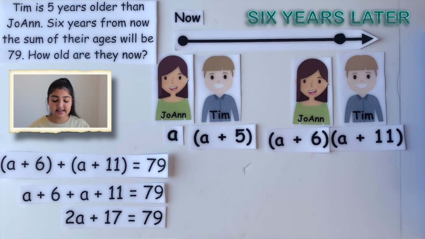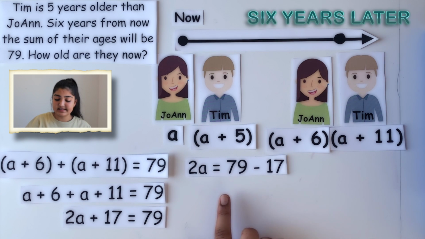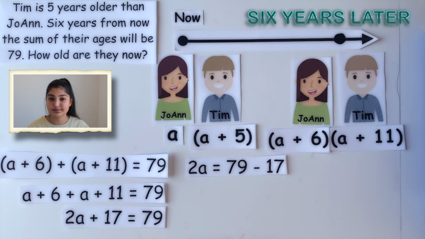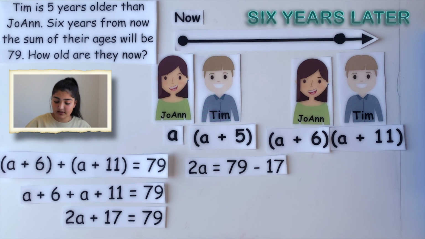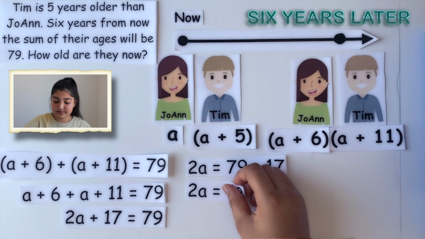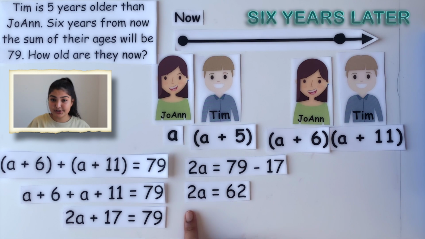Now, let's take 17 to the right side of the equation. 2A is equal to 79 minus 17. So now we can simplify 79 minus 17, which gives us 2A is equal to 62.